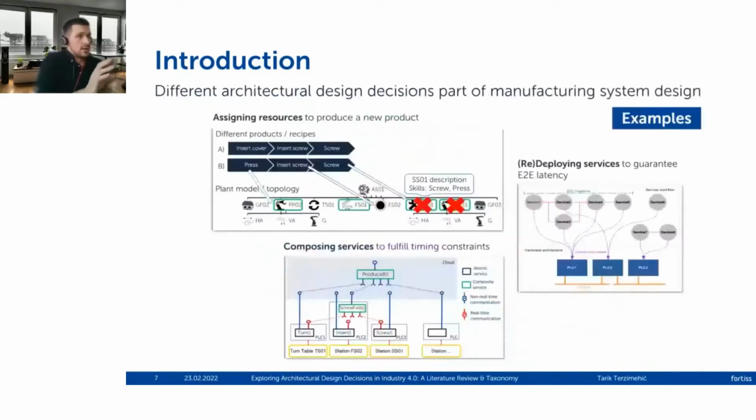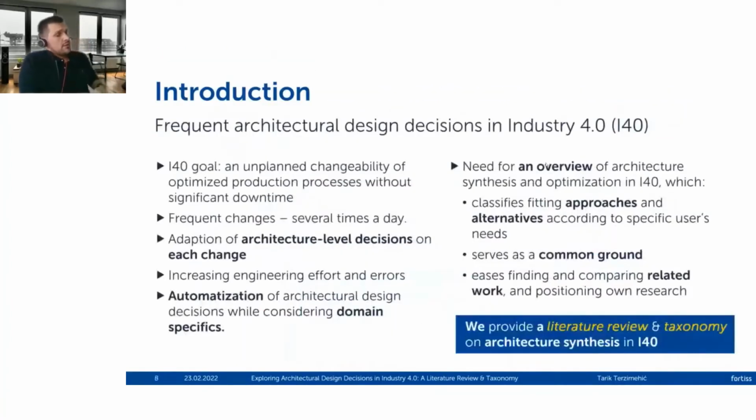So those are like 3 examples that are relevant for this domain, but there are also some others that I will show you. So this is what we consider with architectural design decisions. And now what we have in Industry 3.0, so in the current state, is that we calculate those decisions, or we derive them once at the design time, and then we have a running system for maybe 20 or 30 years. So ideally we don't have to change anything.